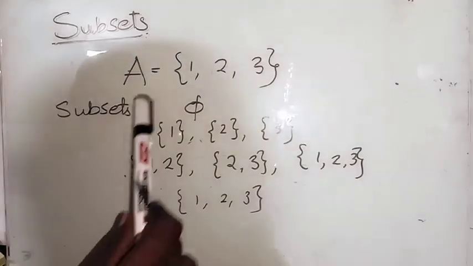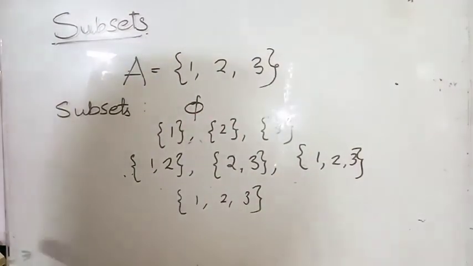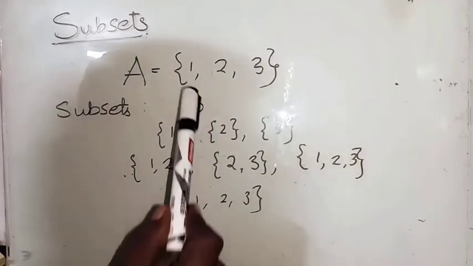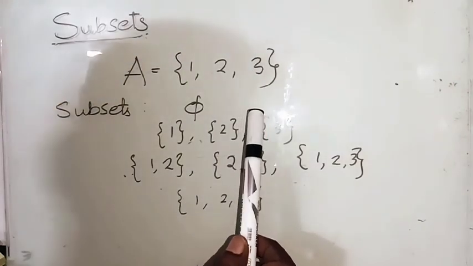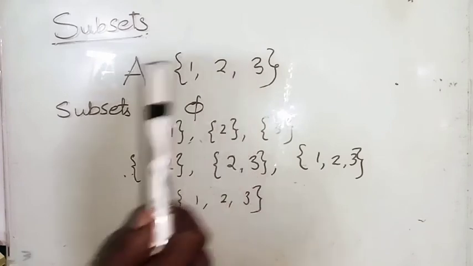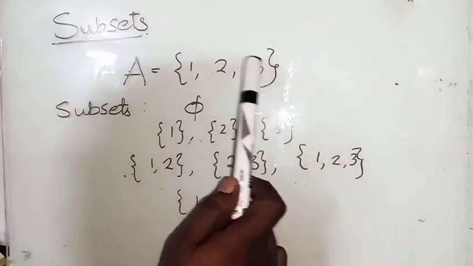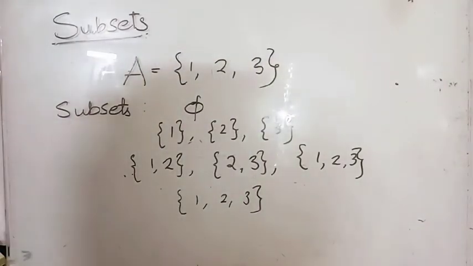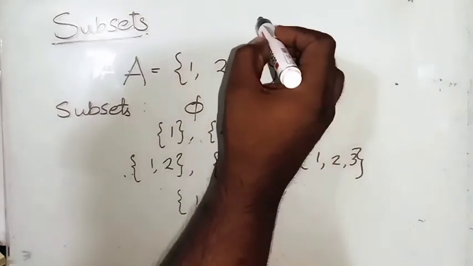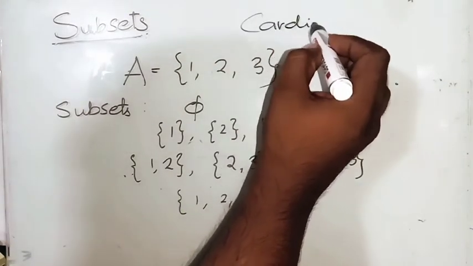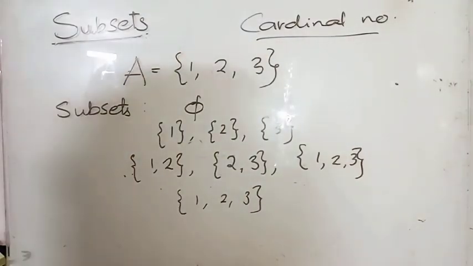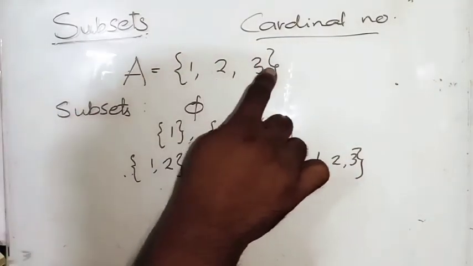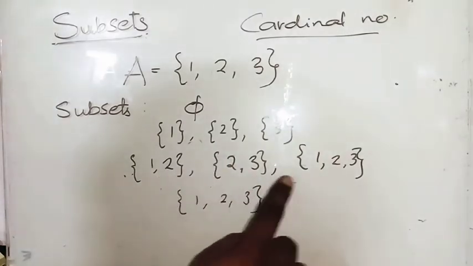So we already found the subsets of set 1, 2, 3 or set ABC or set XYZ, as it has 3 elements. Let the elements be anything, that doesn't matter. The number of elements of set A is 3. The number of elements is normally known as the cardinal number. So the number of elements of set A is 3, and we get 8 subsets.